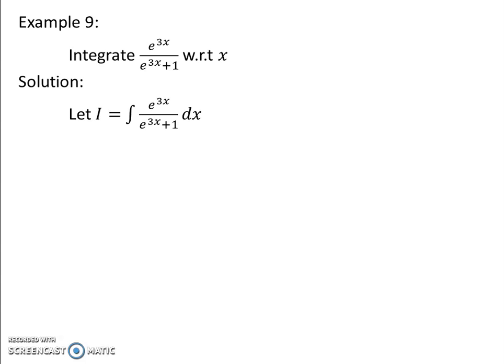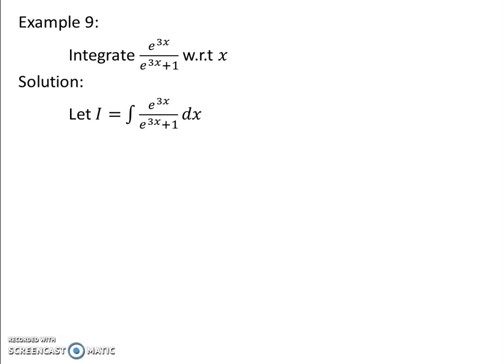Let's see another example. Integrate e raised to x upon e raised to 3x upon e raised to 3x plus 1. Now if you observe, derivative of e raised to 3x plus 1 is e raised to 3x into 3. So only 3 is not present. We can adjust that 3 over in the numerator and denominator.